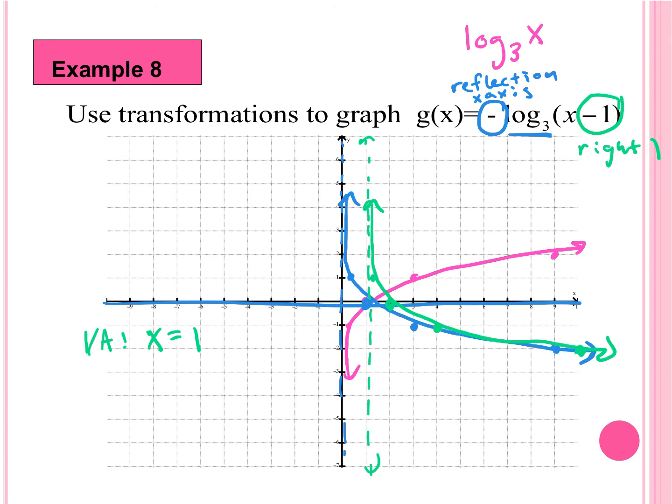Wait, so it's not one graph? Well, it is one graph. The graph of this is the green one. Oh, okay. So you could erase everything else. I was just showing you one transformation at a time. Reflecting on the y-axis would have been if there was a negative x. Yeah, if the x was negative. So your graph here is the green one.